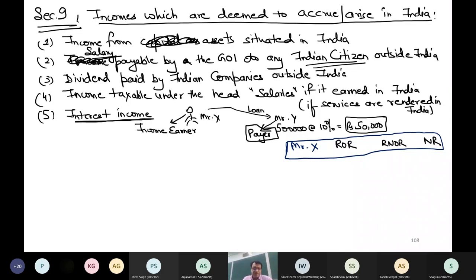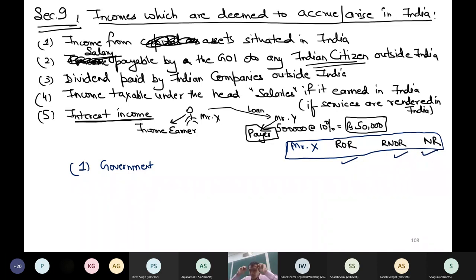So there are three different categories in this interest income. First, if the borrower is the Government of India, or even a state government, then the government can use this amount for any purpose. This interest income is treated as income deemed to accrue or arise in India, and it will become taxable whether Mr. X is ROR, RNOR or NR.